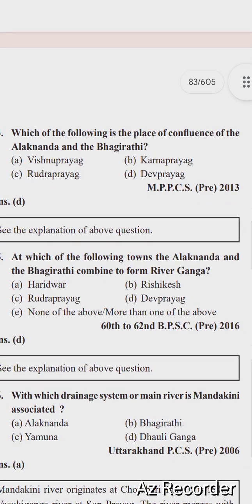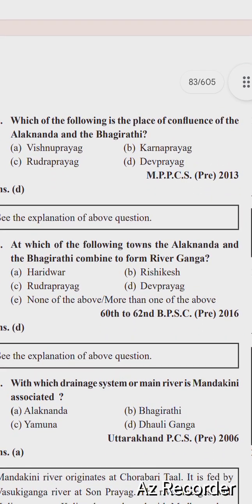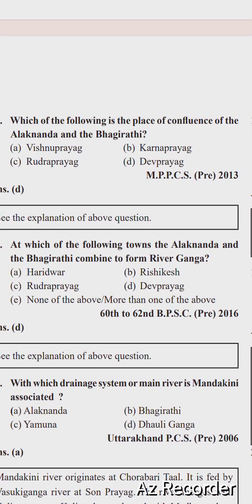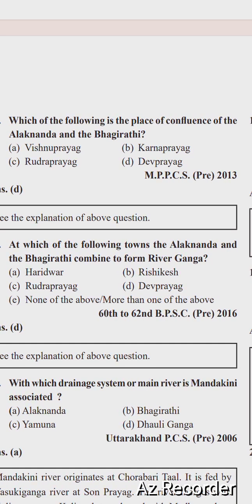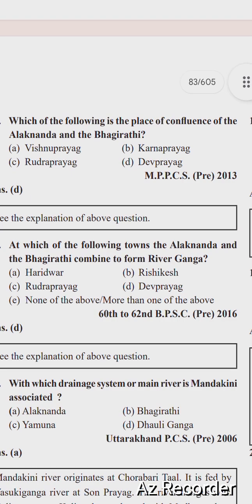Next, which of the following is the place of confluence of Alaknanda and Bhagirathi? Options are option A, Vishnu Prayag, option B, Karna Prayag, option C, Rudra Prayag, option D, Dev Prayag. Right option is option number D, Dev Prayag.